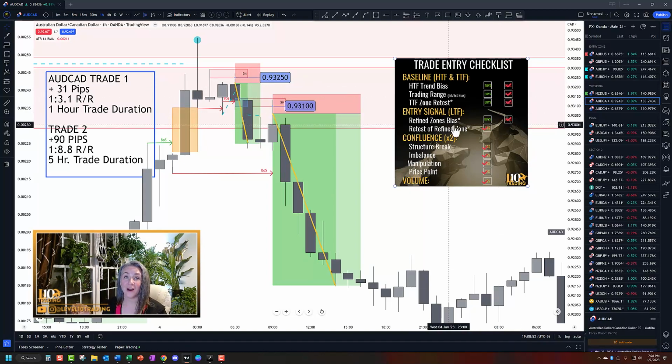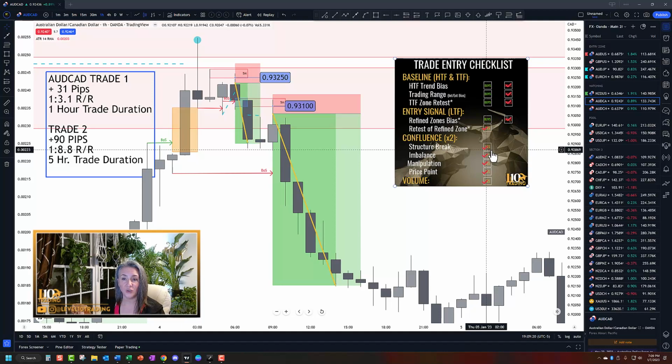We do see that for our entry signal, we had refine zone bias for sells, and we definitely had the retest of those sell zones. And for our confluences, we had break of structure, we had an imbalance that was present, we had manipulation, we had areas of interest of price points that were hit, and we had volume. So all in all, these were high probability trades.